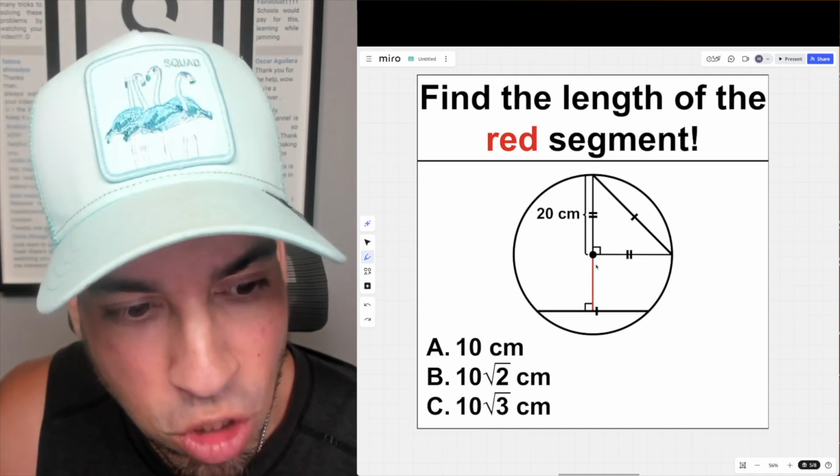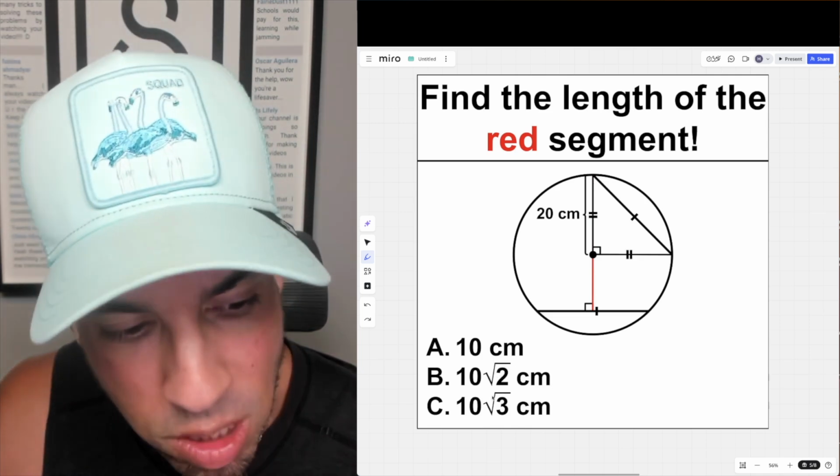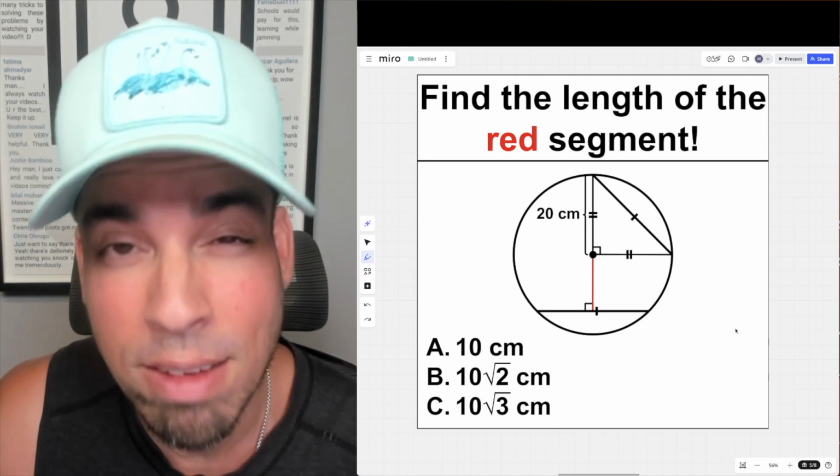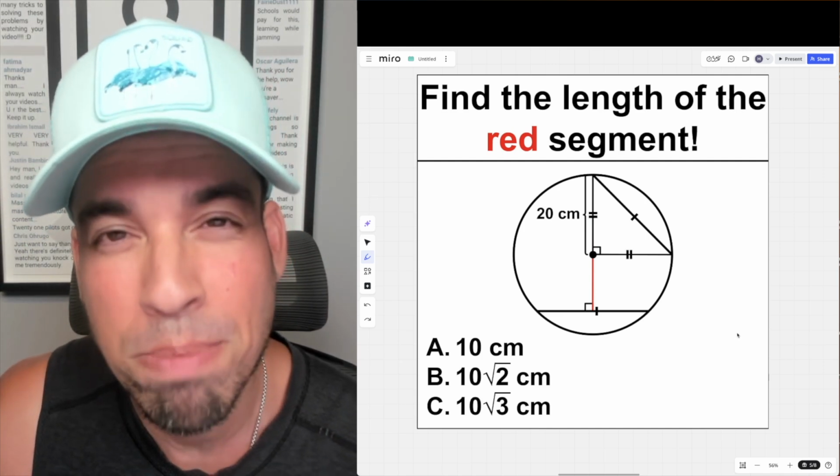We have multiple choice options for the red segment. We have 10 centimeters, 10 root 2 centimeters, and 10 root 3 centimeters. Hit that pause button and see if you can figure it out. When you're ready, hit play, and I'll give you the explanation.